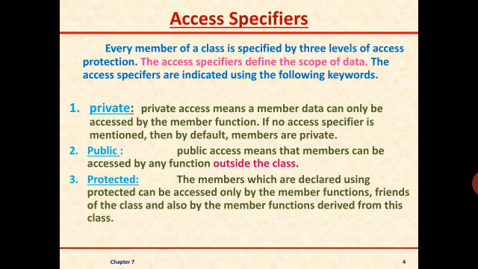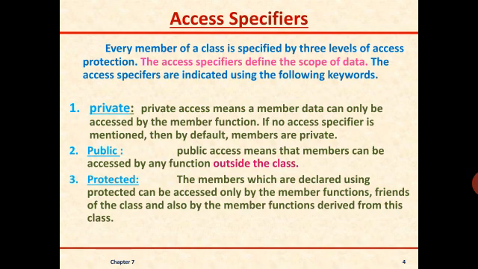Second one is public. Public means the members can be accessed outside the class also, whether it is a data member or a member function, they are accessed through the public access specifier, meaning we can access them outside the class. Third one is protected.